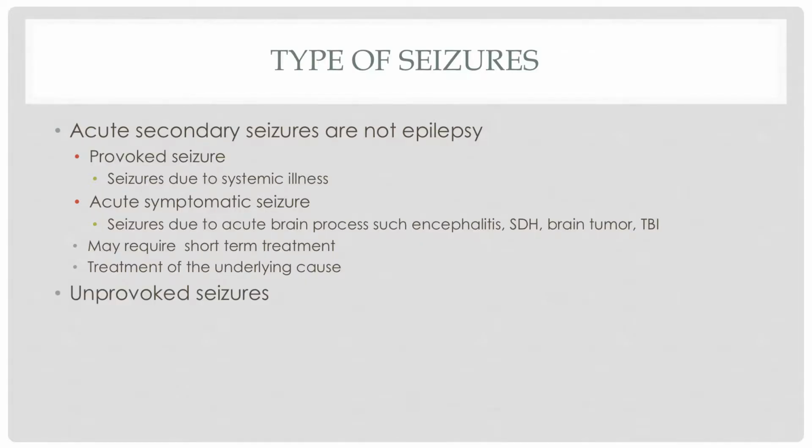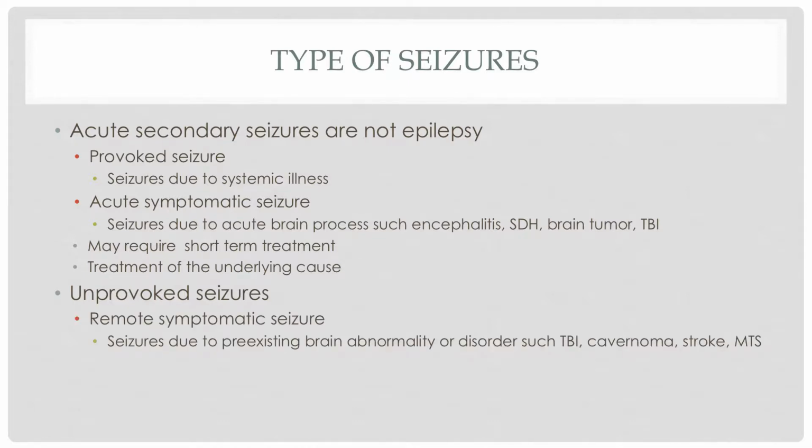But patients who have unprovoked seizures are more likely to develop epilepsy. And we call this type of seizure remote symptomatic seizure. This is the type of seizure where people have a seizure, and during the workup, we find a lesion in the brain, a small stroke that they had maybe 10 years ago, or some other processes. So with that type of seizure, we may need to have a lower threshold to start treatment.